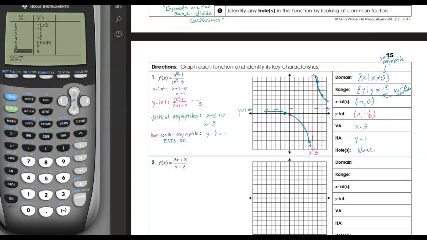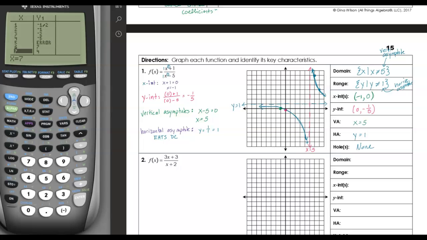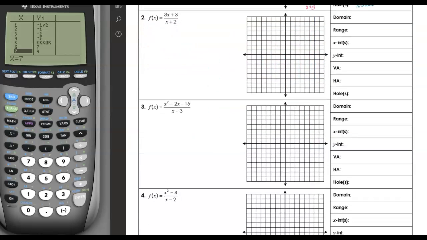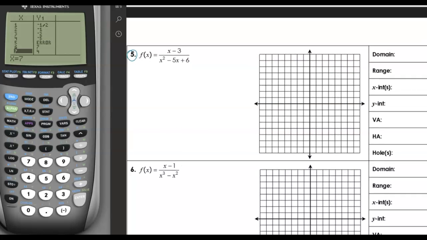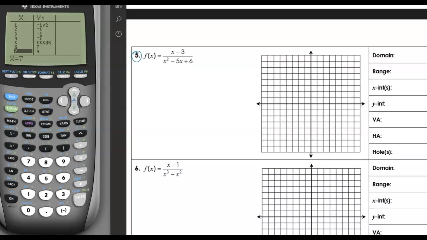Any questions on this graph? Okay. I don't know why, but this is taking a lot longer than first period. I almost finished early in first period, but I do have one more problem I want to go over.